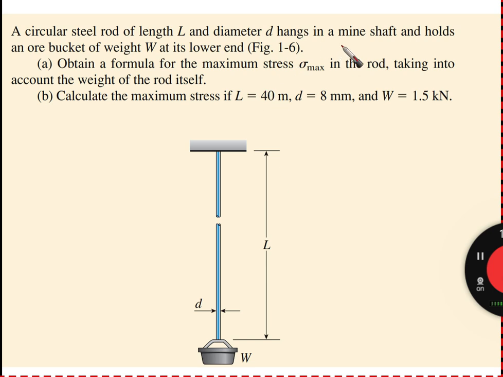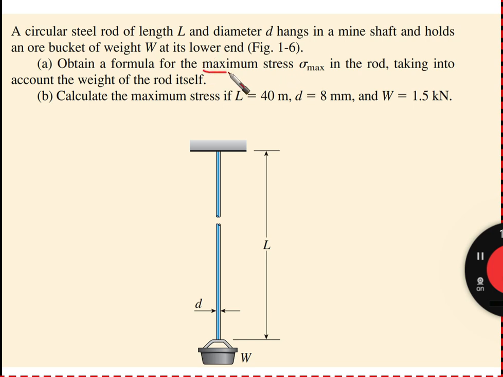Hangs in a mine shaft and holds an ore bucket of weight W. As you can see, there is a bucket here with weight W at its lower end, as you can see here in the figure. Okay, so what we want to determine, first of all, is to obtain a formula for the maximum stress, sigma maximum. Take care of this word.